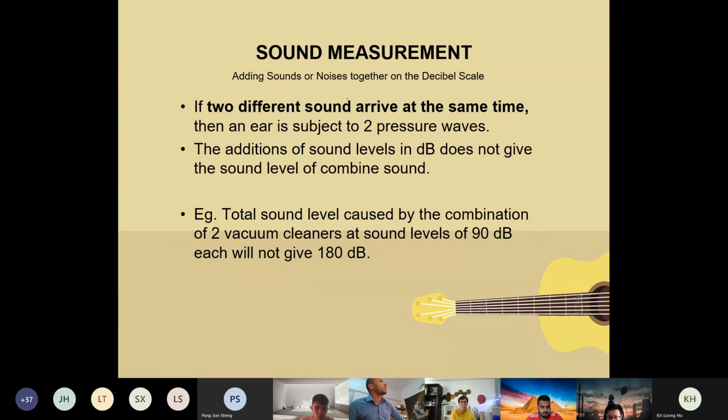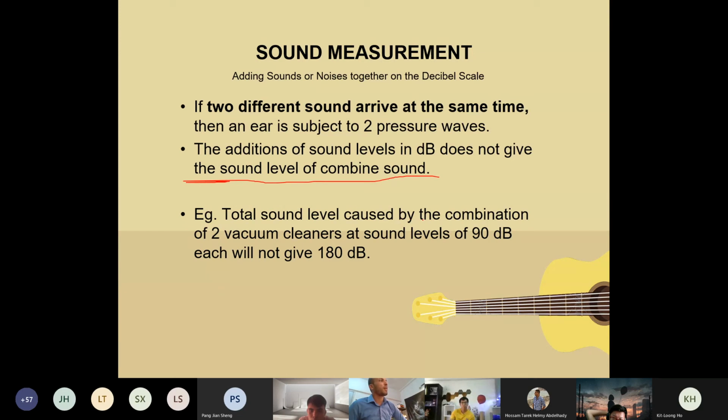Sound measurement, adding sounds or noise together on a decibel scale. If two different sounds arrive at the same time, then an ear is subject to pressure waves. As you have seen in the illustration, waves, they can be combined together. Doesn't mean if the wave is coming like this, another one is coming like this, they will stop here. They will be immersed actually. The addition of sound levels in decibel does not give the sound level of combined sounds. This is very important. So this is the example to explain.